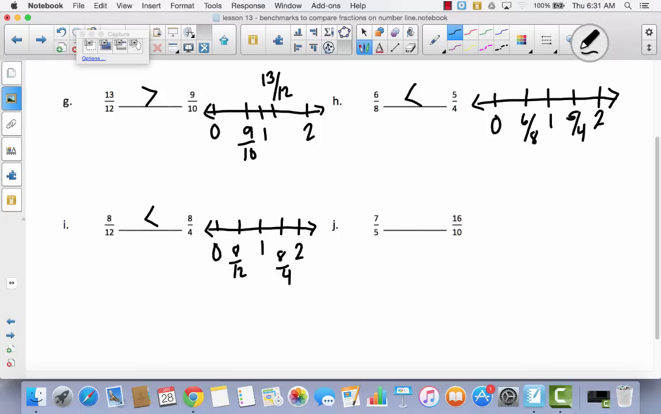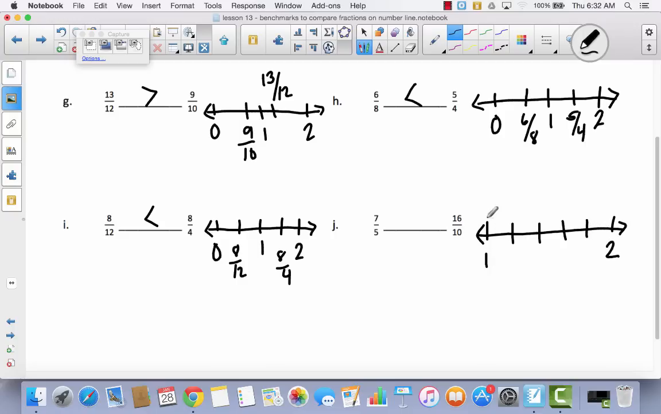All right, last problem. So now I have 7 out of 5. So this is greater than 1 because 5/5 makes a whole. And I have 16/10, and this is greater than 1 because 10/10 makes a whole. So this one's not going to be as easy as the last three, or 4 actually. Because both of these are greater than 1, I'm going to make my number line from 1 to 2. Because these are fifths, I'm going to partition this into fifths. 1, 2, 3, 4 lines makes 1, 2, 3, 4, 5 parts.